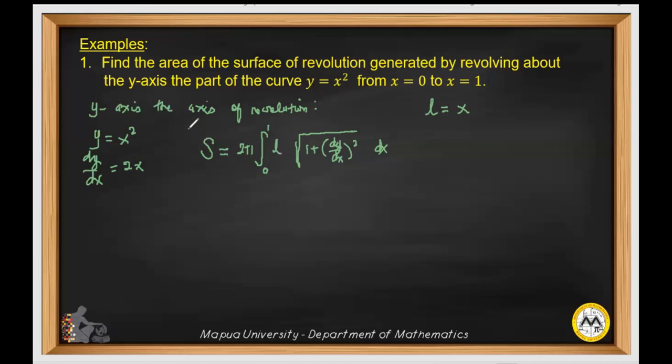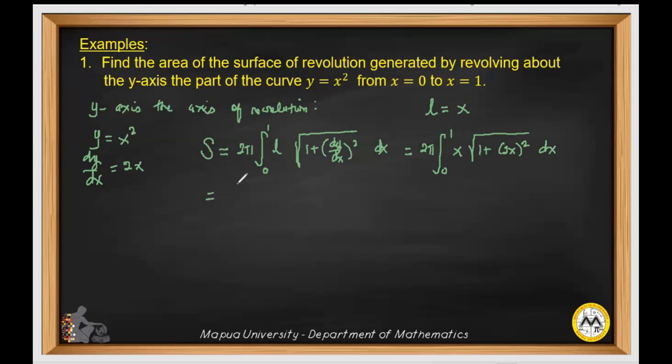Now, since the y-axis is the axis of revolution, the distance of the differential of L from the y-axis is x. Hence, this will give us 2 pi integral from 0 to 1, L is equal to x, square root of 1 plus the derivative of y with respect to x, which is 2x. Okay, we raise this to the second power and we will evaluate the integral in x.